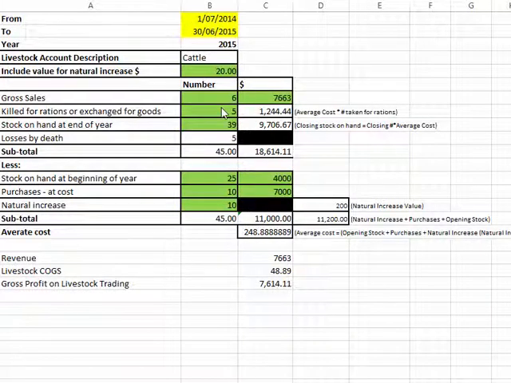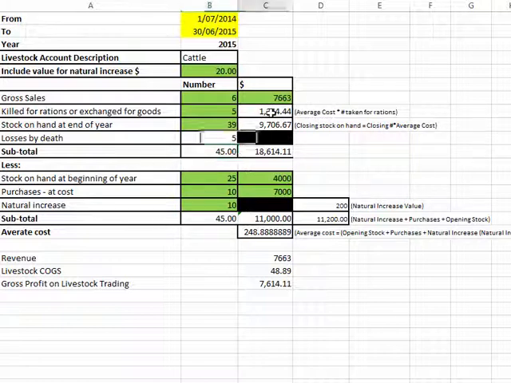I'll take you through the reasoning with our Logit livestock calculator. We've got some computations included inside this Excel sheet. We've got a natural increase value provided to us by the ATO. We've got a date range, and we've got our sales, killed for ration, stock on hand at the end of the year, loss by death, so that would be a natural death, stock on hand at the beginning of the year, purchases, natural increase. And you see that the subtotals in both these cases must always equal.